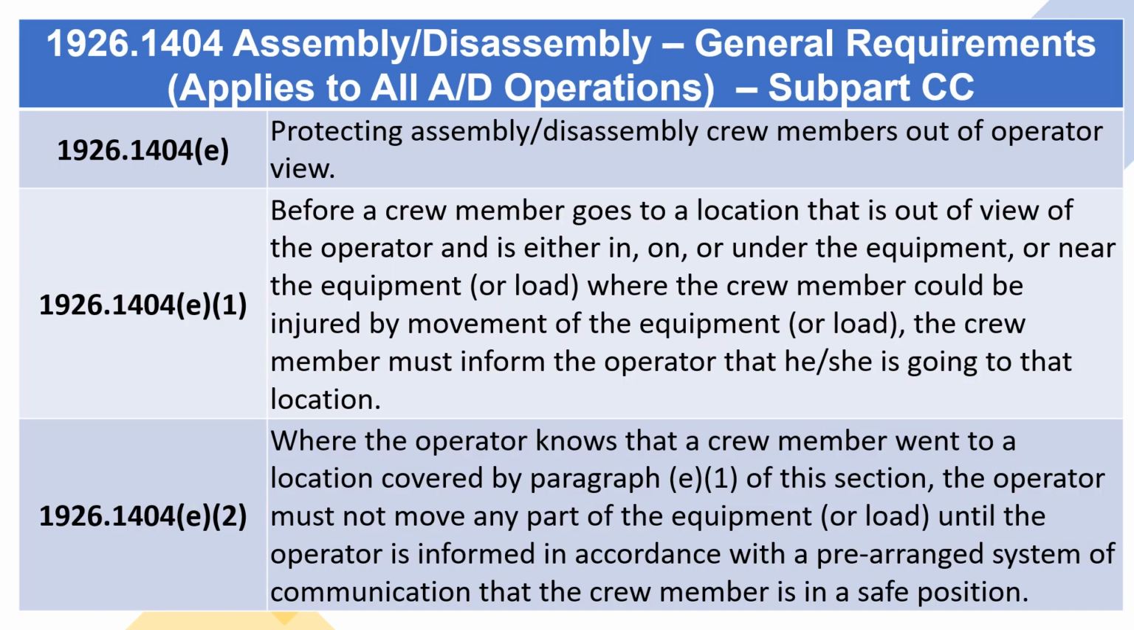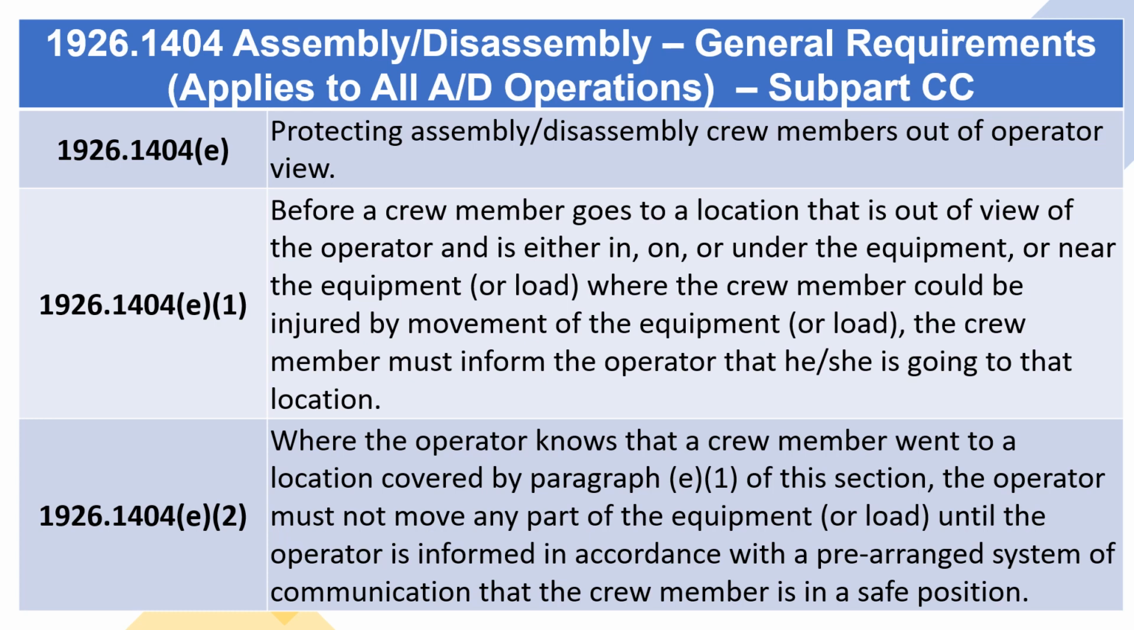1926.1404(e), Protecting assembly/disassembly crew members out of operator view. 1926.1404(e)(1). Before a crew member goes to a location that is out of view of the operator and is either in, on, or under the equipment, or near the equipment or load, where the crew member could be injured by movement of the equipment or load, the crew member must inform the operator that he/she is going to that location.